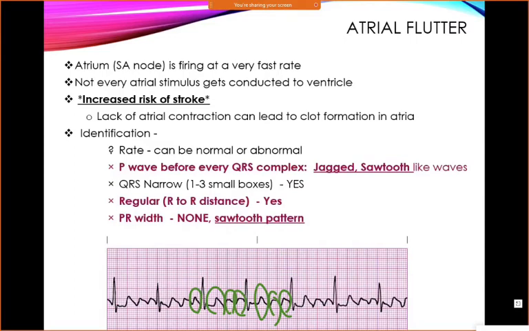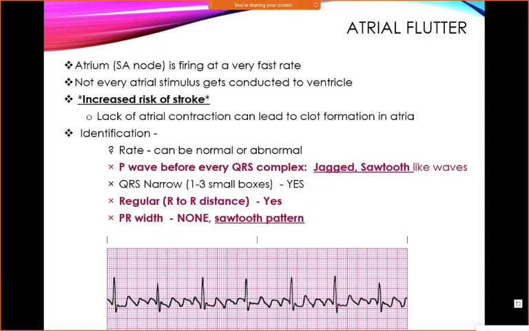Okay? Atrial flutter is regular because it's letting every 2 or 3 through, but there is no PR width to read because there's multiple P waves. You could read the PR width of the one closest to it, but you're not going to call it normal sinus rhythm because you're having multiple P waves. And they look jagged and sawtooth. So usually as soon as you see this jagged sawtooth pattern, we go with atrial flutter.